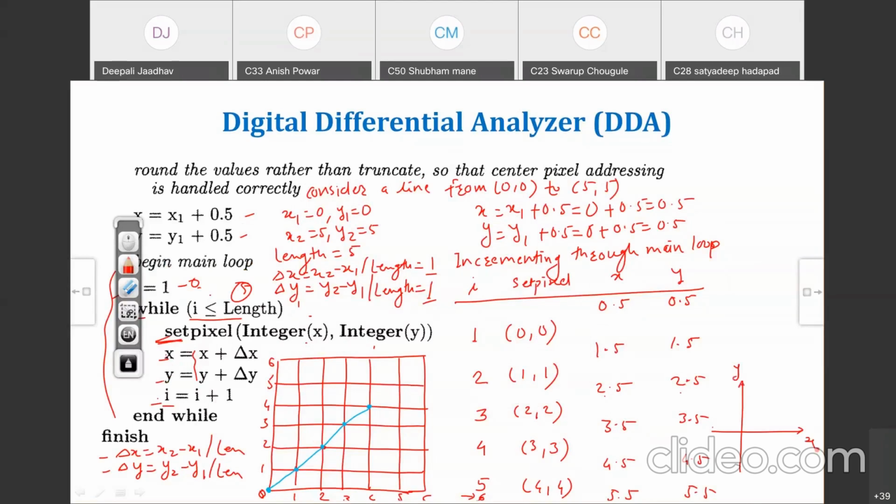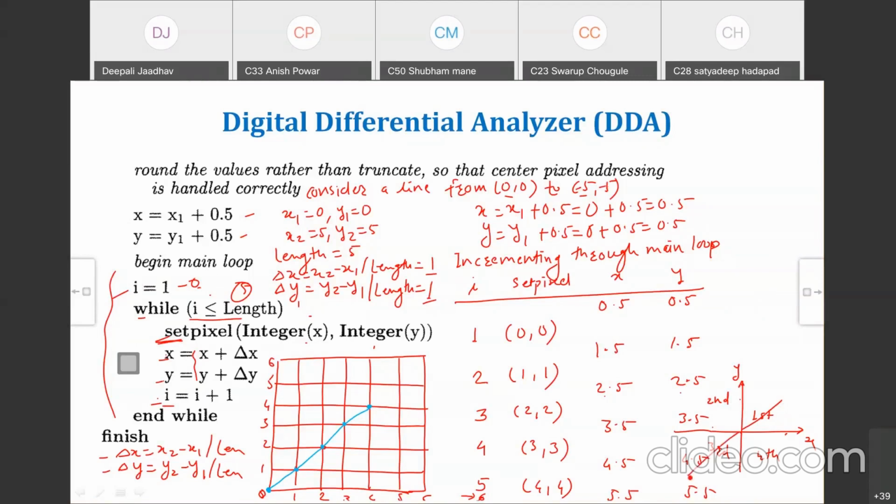We call normally it as the first quadrant. This is second one. This is third one. And this is fourth one. Now, when both the values are positive, 0, 0 to 5, 5, suppose, in this way the line is generated in the first quadrant. If I use 0, 0 to minus 5, minus 5, in which quadrant does it go? In the third quadrant.